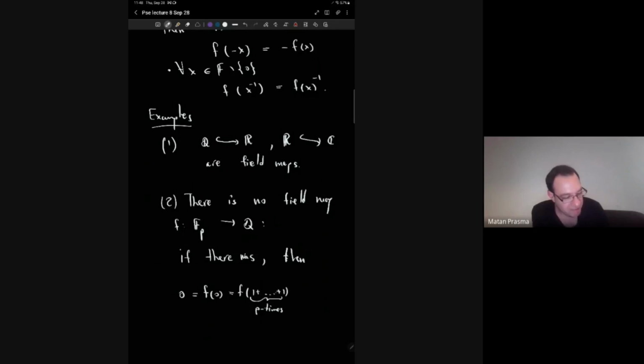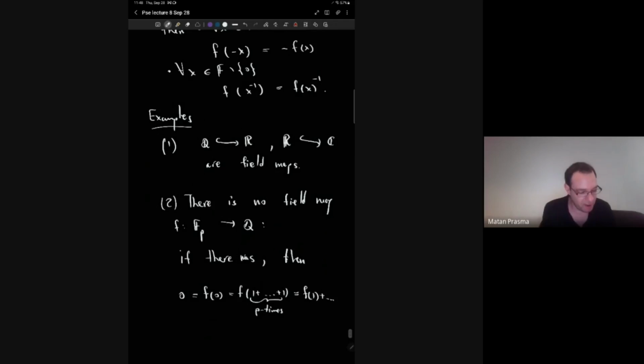But F is a field homomorphism, so it must commute with addition. So this would mean that F of 1 plus itself P times is equal to 0. But again, F is a field homomorphism, so it must send the neutral elements to the neutral elements. In particular, F of 1 is 1.